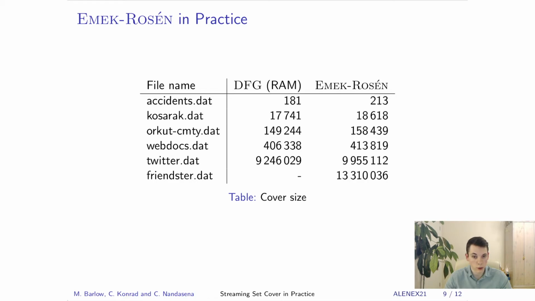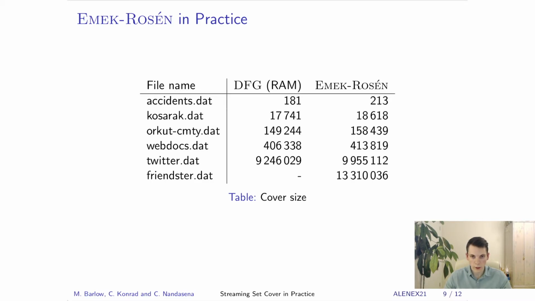So these are the results for the cover sizes. Firstly, I should mention there's no result for Friendster.dat as the RAM was exceeded by DFG in this instance. We did run disk-based DFG on all of the datasets as well. The results for that are in the proceedings. I won't go into them here, so do take a look if you're curious.